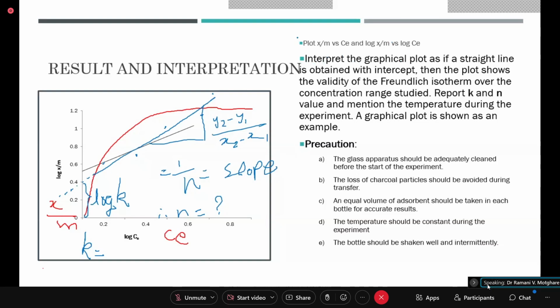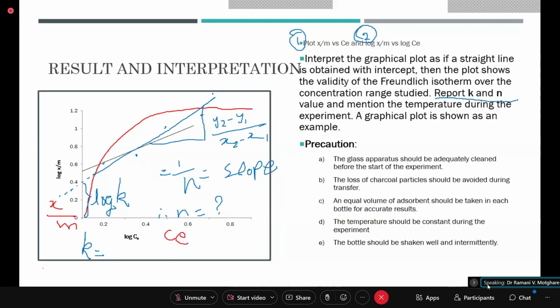So first is the plot of X by M, and the second one is the plot of log X by M versus log CE. So one graph will be this red one, X by M versus CE, and the second one will be log X by M versus log CE. Okay, so that will give you values of the constants k and n. So you have to report in the result.